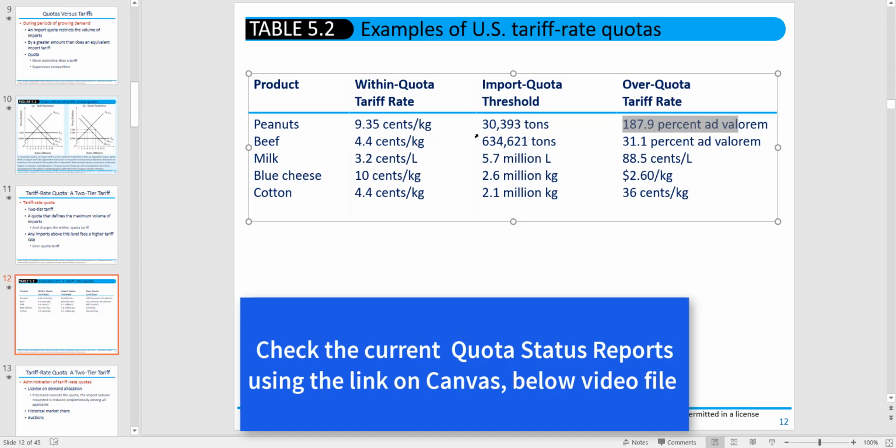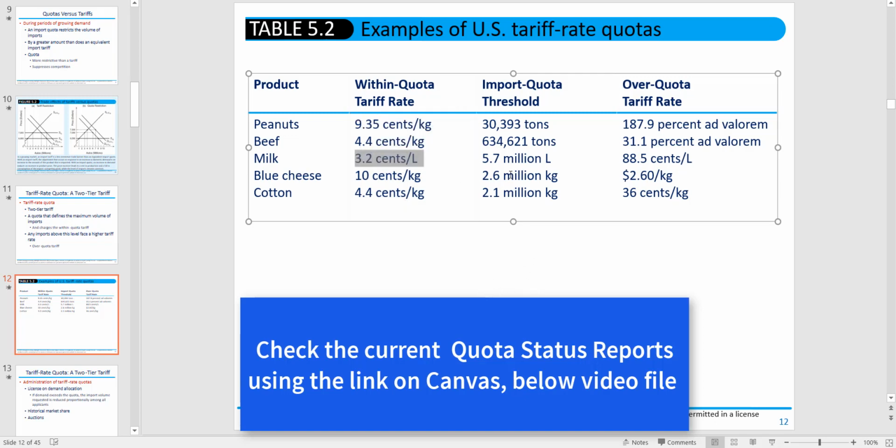So do you see that there is a mix here between a specific tariff, which is a specific dollar amount per kilogram, and then changes to an ad valorem tariff as a percentage of the market value of the good. Okay? Let's look at the case in which both are set in the same type of tariff.